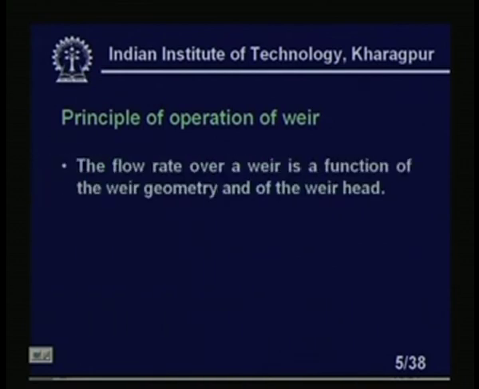You see, the flow rate over a weir is a function of the weir geometry and the weir head. You will see that basically there are two types of weirs used: one is the rectangular weir and the other is the V-notch weir. Usually the rectangular weir is used for large flow measurements, and the V-notch weir is used for low flow measurement.